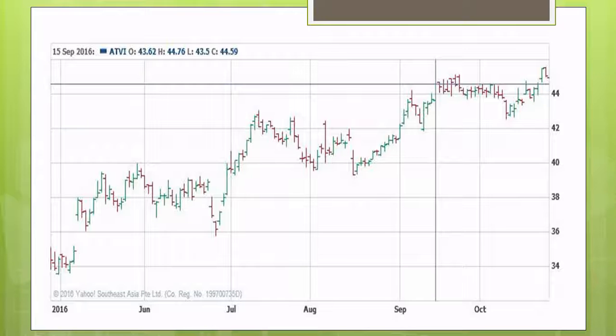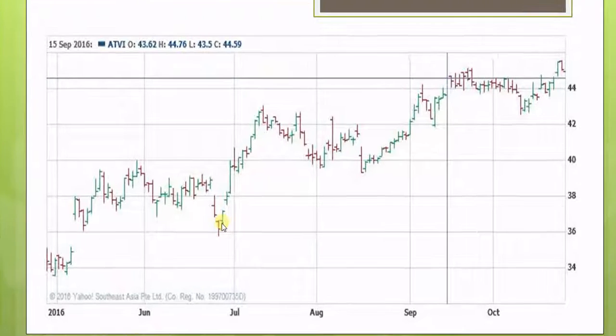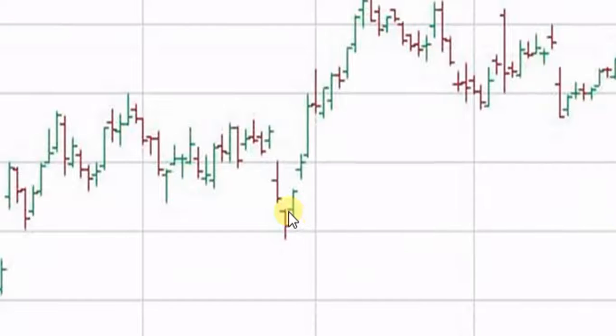Another feature of using the bar chart is you can look at the trading range of each day. For example, if we were to look at this bar, we can see that this is the opening price and the right line here shows the closing price. We can also tell what is the highest price the stock went as well as the lowest price that the stock went for the day.